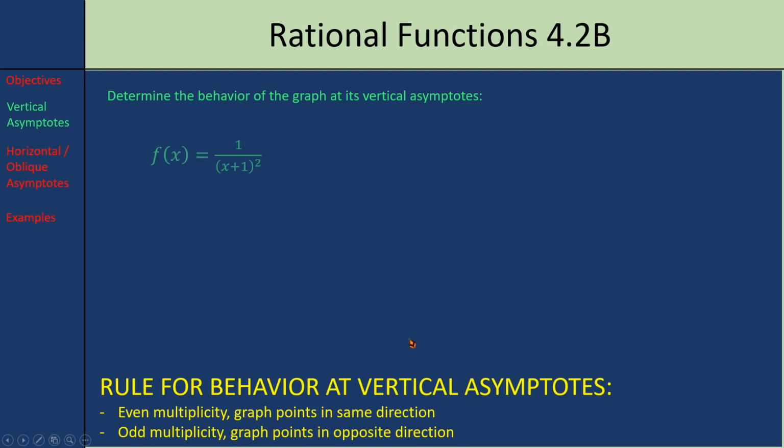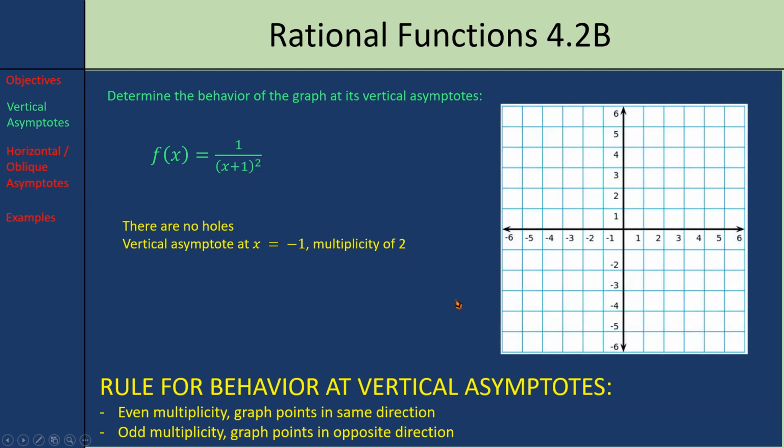We'll look at one more example here. I have 1 over x plus 1 squared. Now, there's nothing to factor or cancel out, right? Nothing to cancel. That means there is no hole, right? There are no holes. So we have the x plus 1 squared. That's going to be your asymptote. So x is going to be equal to negative 1, with a multiplicity of 2 because of the exponent there.